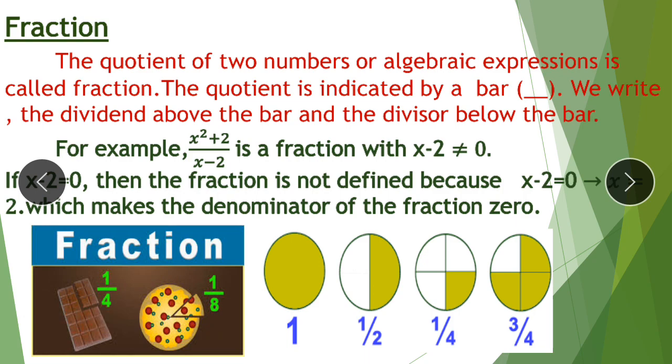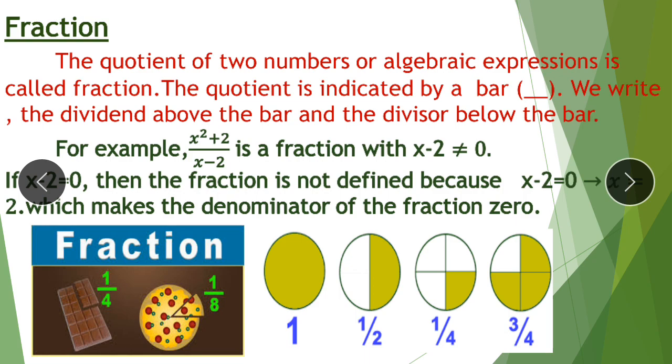We can see here a chocolate bar which is divided into 4 equal parts. And the numerator shows how many parts are taken away. So one part is taken away. Here we can have some more examples of fractions. Here a circle is divided into 2 parts, so the denominator is 2. Here the circle is divided into 4 parts, therefore the denominator is 4. And the numerator shows how many parts are colored.